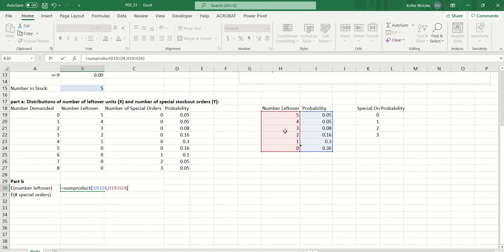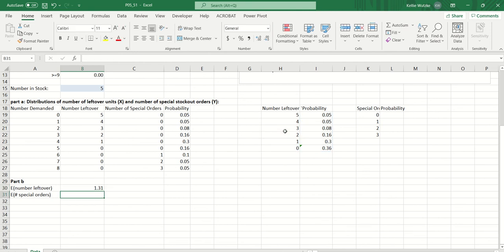And that basically gives us the average for the number left over. So on average, there is 1 to 2 units left over. Obviously, we can't have a fraction of a unit left over, so you have to interpret that with a little bit of a grain of salt. Okay, so go ahead and calculate out for special orders, and then we'll move on to the next part of the question.